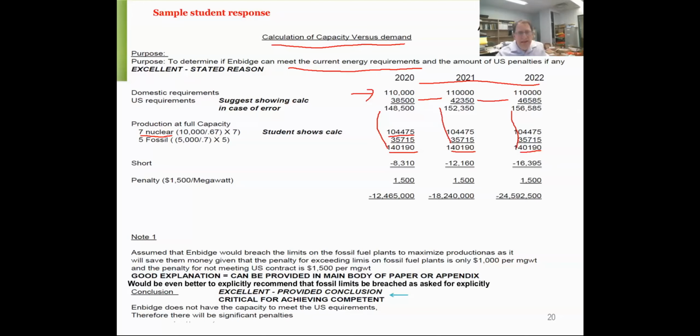Well, does that make sense? 8310 times 1,500. 12,160 times 1,500. These are my significant penalties. All right. Any questions? People, any questions? Does this make sense? Everyone okay?